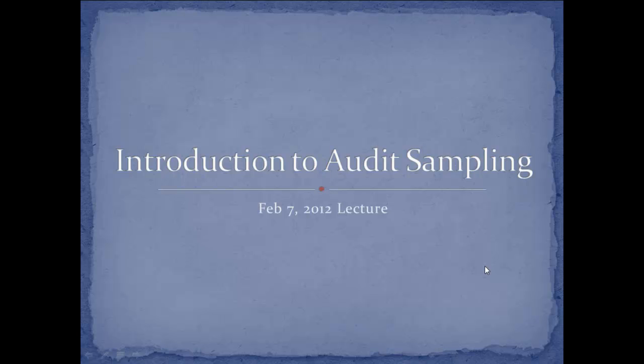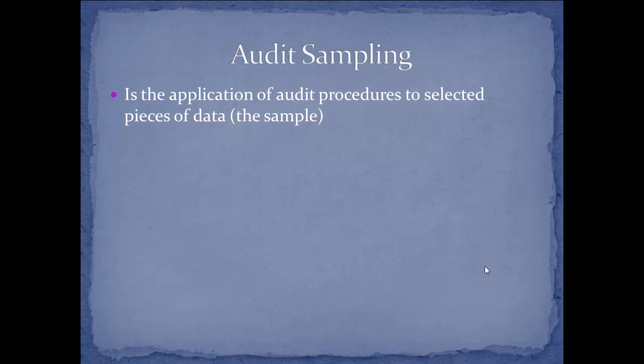This is an introduction to audit sampling. Audit sampling is the application of audit procedures to selected pieces of data, which are called the sample. All of the possible pieces of data within a set are referred to as the population in this setting.